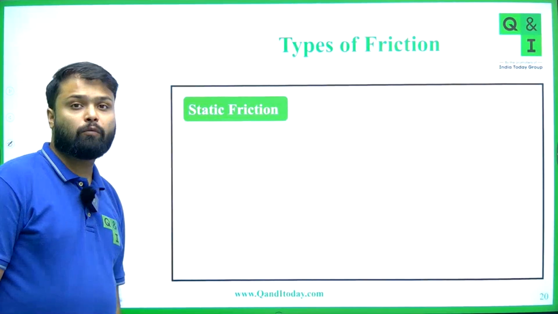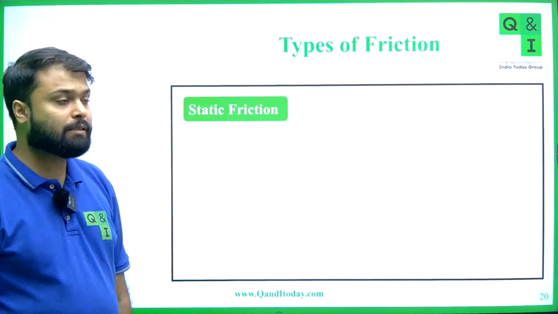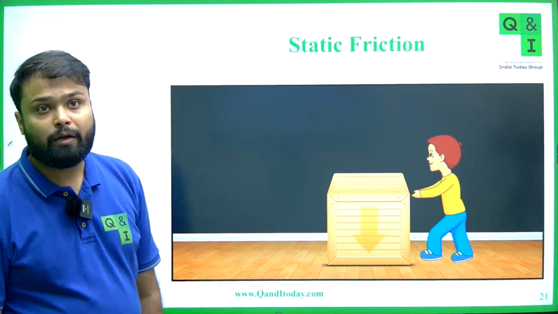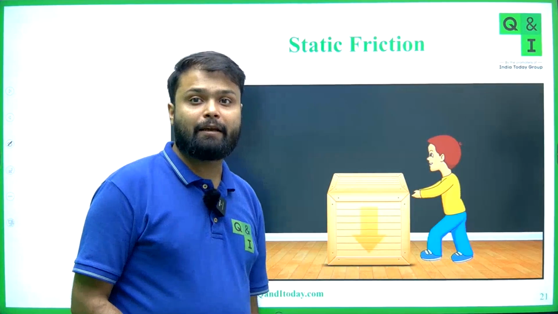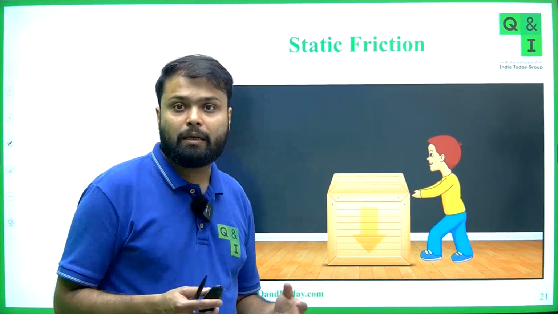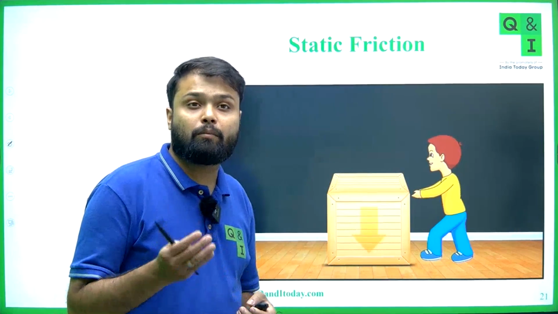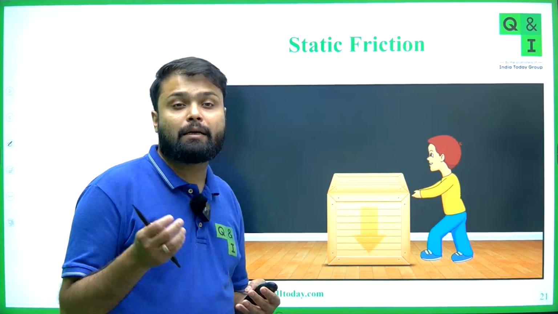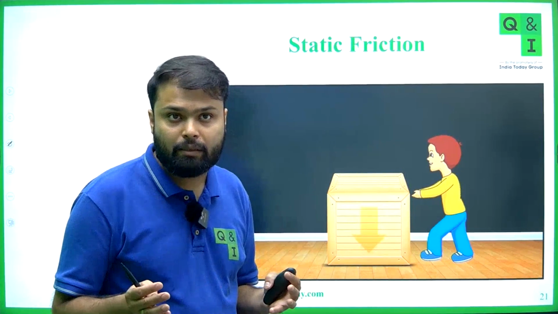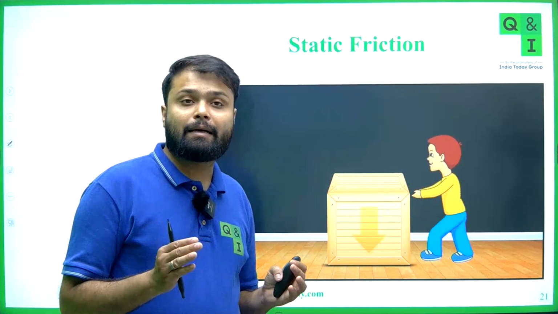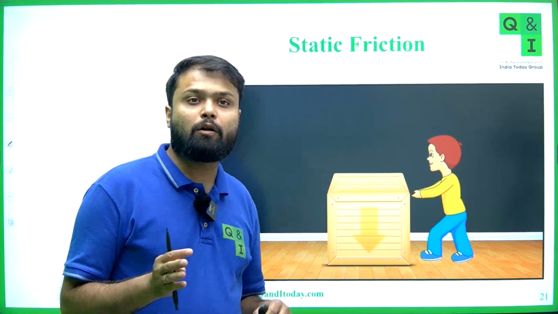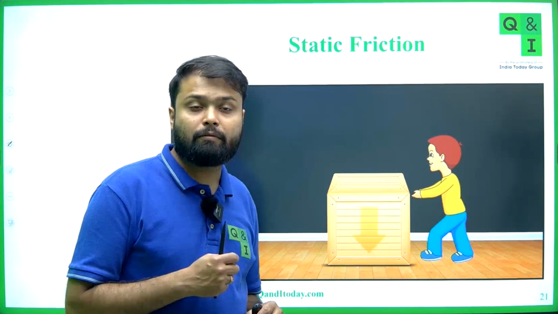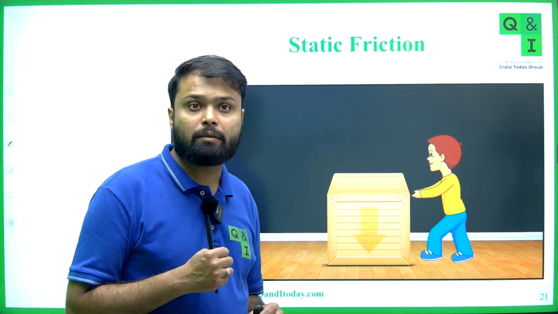Now frictions are of two types. First one is static friction. What do you mean by static friction? As we already know, if there is an almirah or a box and we start applying force, initially it might be possible that the almirah or box is not moving. But even if the almirah or box is not moving, is there a force acting between the two surfaces which is opposing the motion? Yes or no?